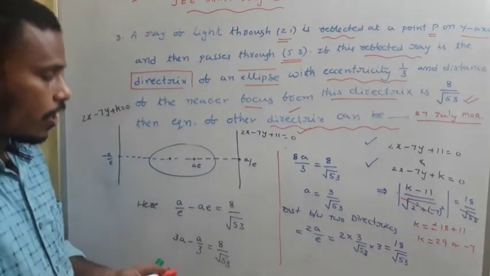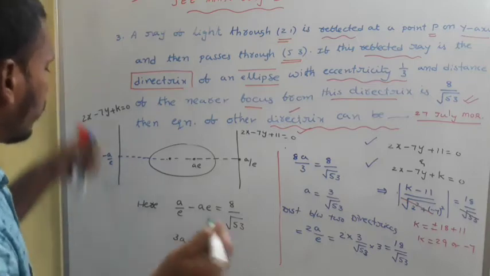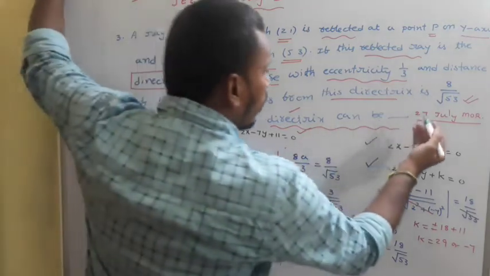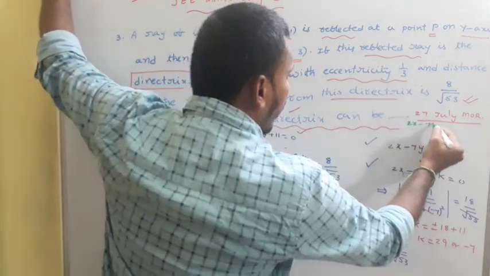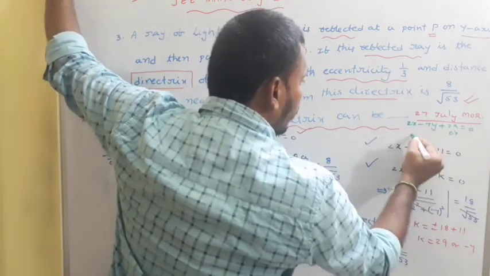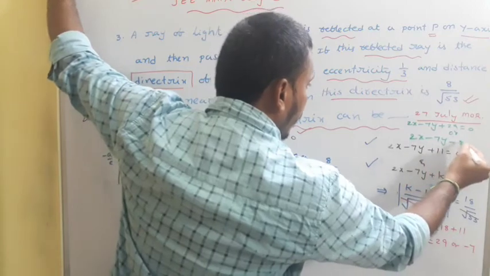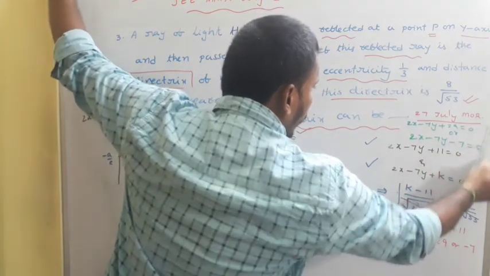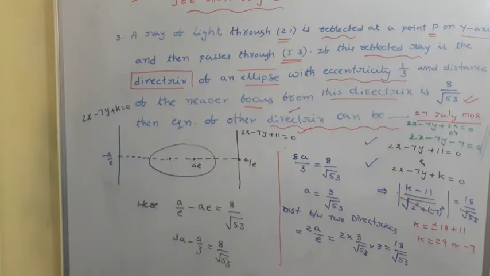At the end, our answers for the other directrix equation are 2x minus 7y plus 29 equals 0, or 2x minus 7y minus 7 equals 0. Okay, just have a look.